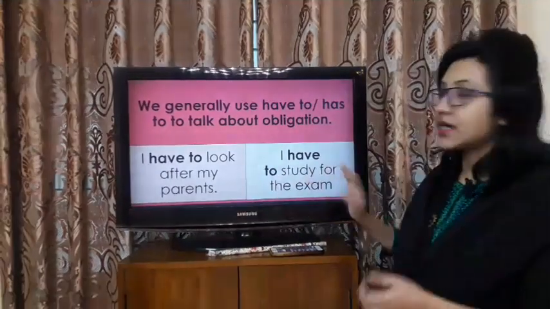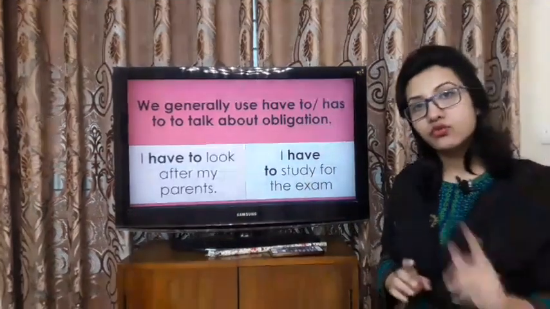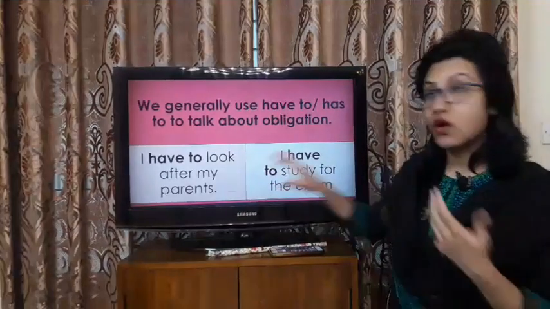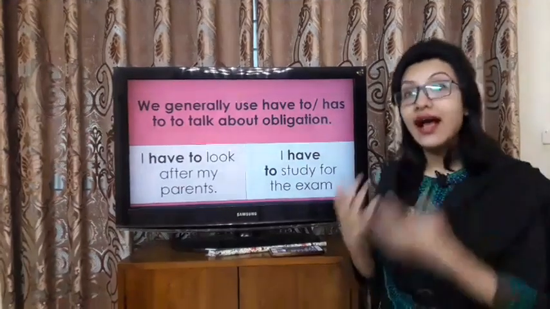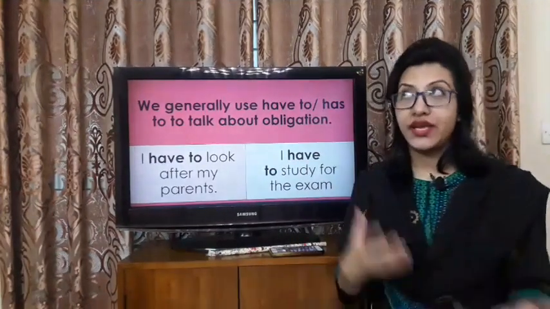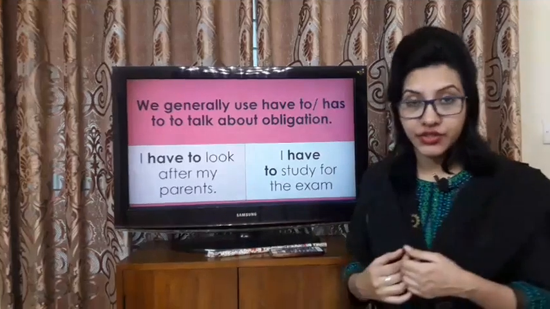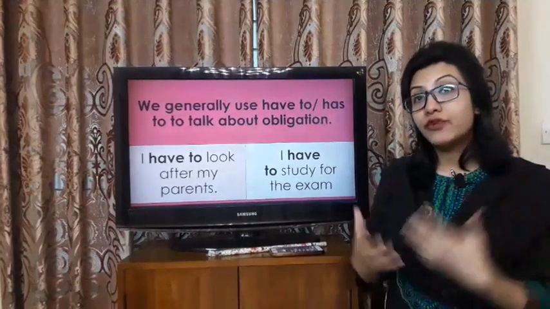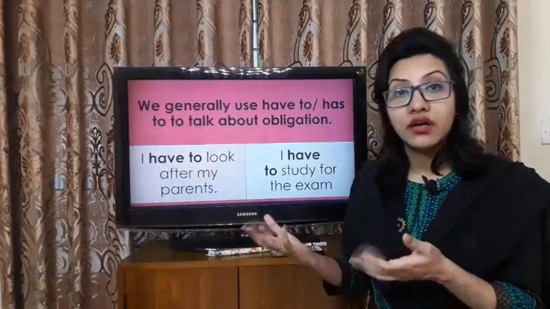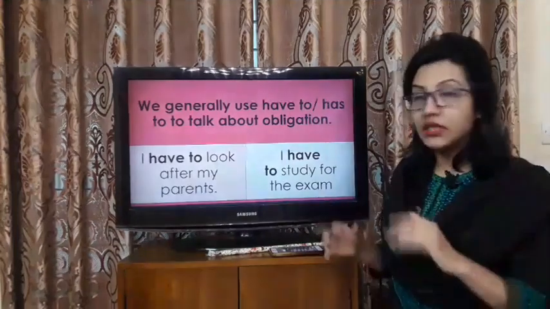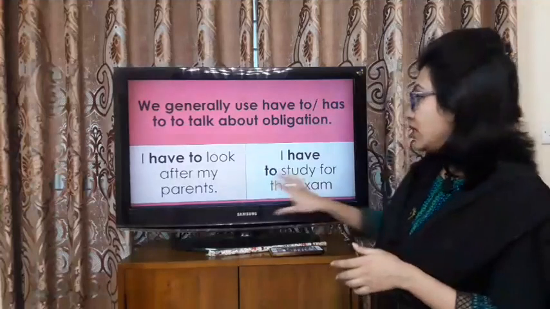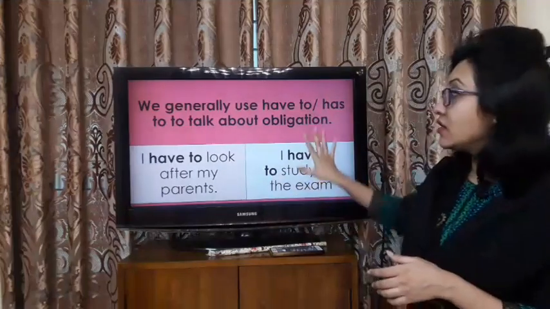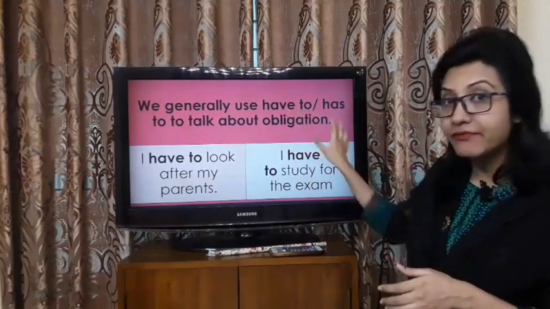So in both examples we see caring for someone or respecting someone, respecting elders. We have to listen to the elders, we have to respect the elders, right? So we have to abide by the rules of the country. So everything I am saying expresses an obligation. So these examples are the examples of using have to or has to.